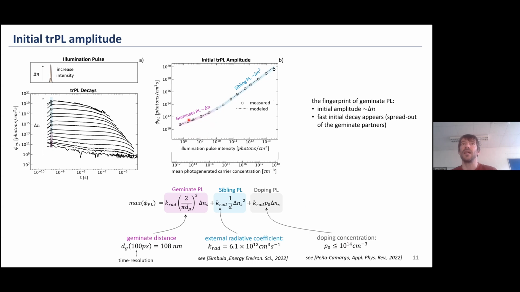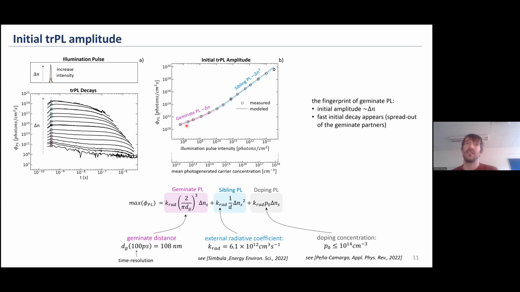And you may ask, why do I actually know that this is the geminate PL and not the doping PL? Because they both have the linear dependence here. And actually, when I started this work, I wanted to measure doping concentrations. However, I got tricked by this, and it just took me a while to figure out that it's actually not from the doping, but it's from the geminate carriers.